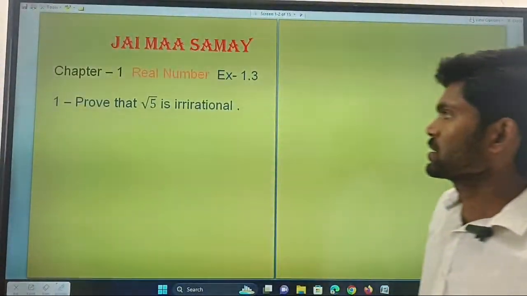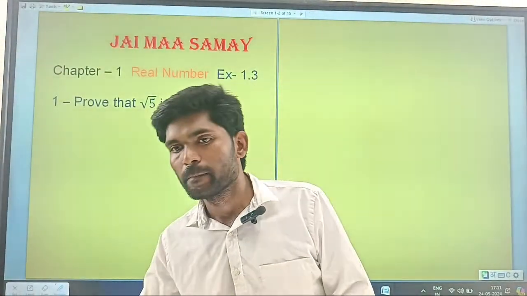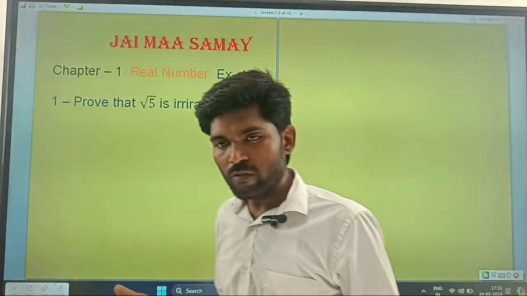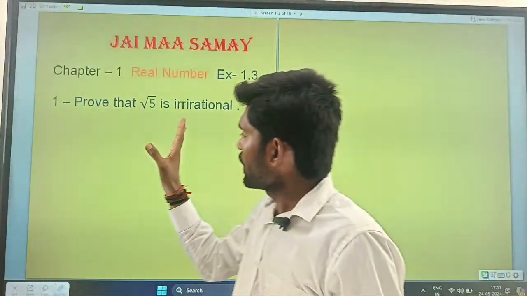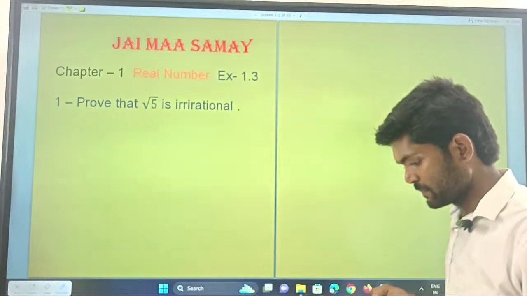First, under root 5 is irrational. Why? Because it is not a perfect square. I'm going to solve again because all the data is erased. Under root 5 is irrational because it is not a perfect square.